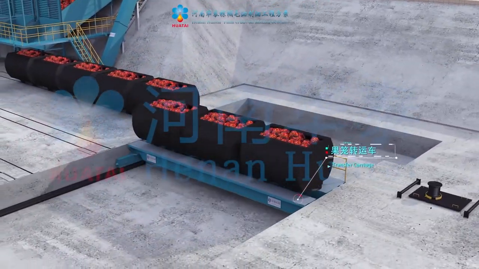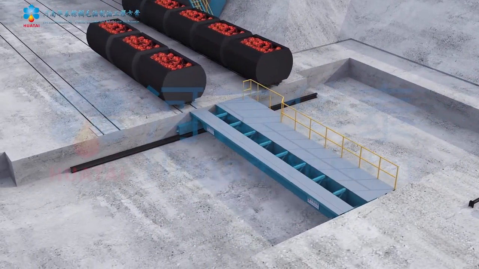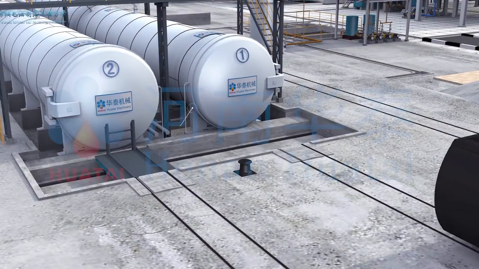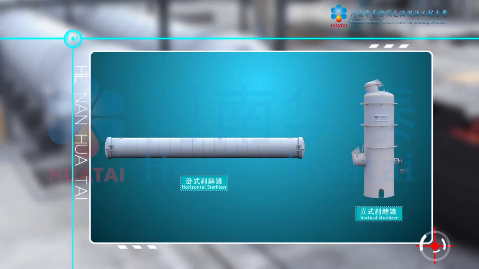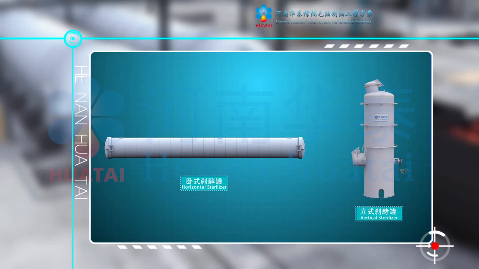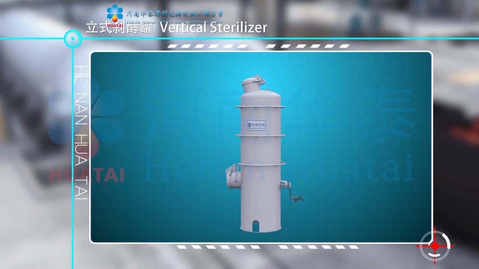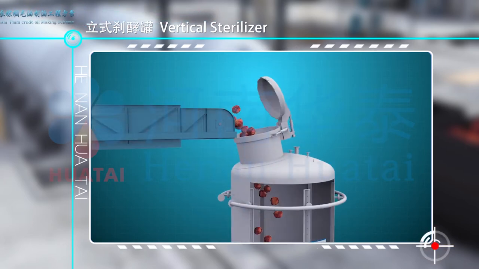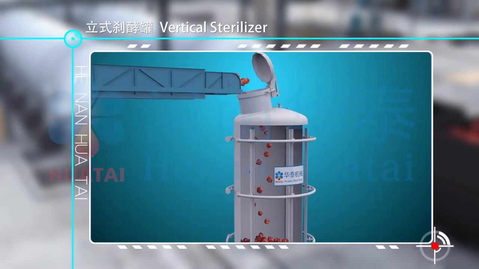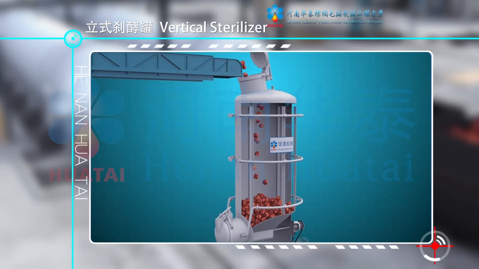Transform orbit through transfer carriage. And enter sterilizer. Sterilizer is divided into horizontal sterilizer and vertical sterilizer. Take vertical sterilizer as example. Uses scraper conveyor to convey and distribute fresh fruit bunches in vertical sterilizer.